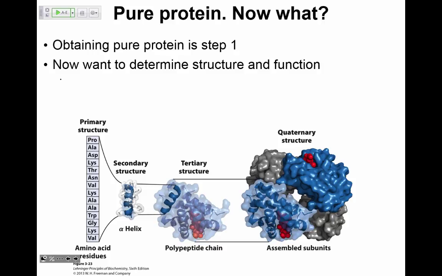All right, so the first is our primary structure. This is simply the protein amino acid sequence. This is where it all starts. Okay, we'll talk more about the structural hierarchy in chapter 4.